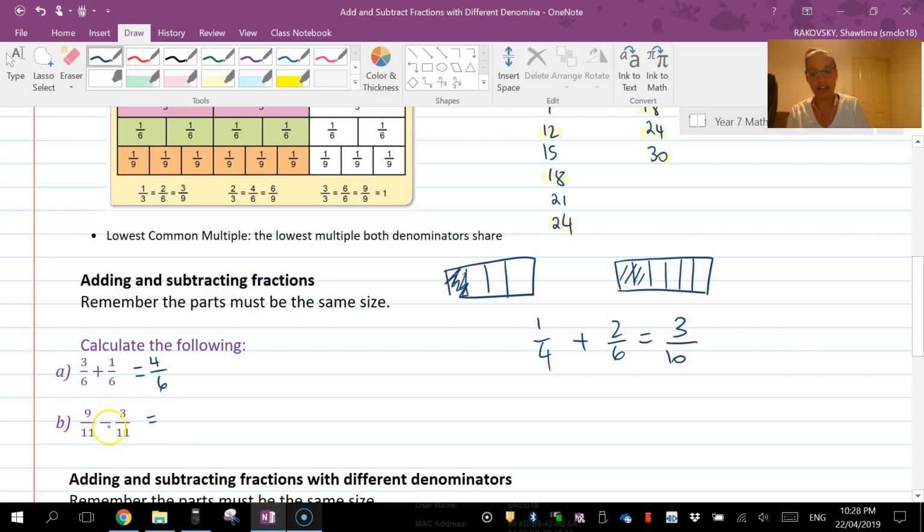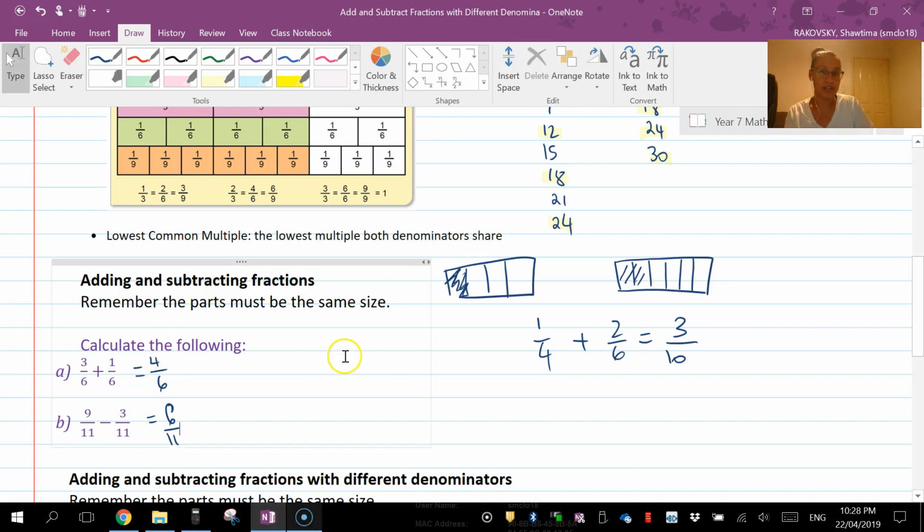Now if we had, say, 9/11 of a pizza left over, and as a midnight snack I ate 3 of those 9 pieces, I'm now left with 6 out of 11 pieces. You'll notice that I haven't touched the denominator, because that's telling us what our whole is cut up into, and the numerator is telling us the quantity we are dealing with. That's why we do not touch the denominator when adding and subtracting fractions.